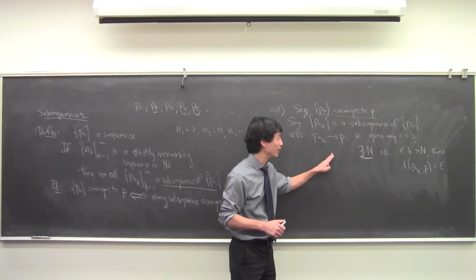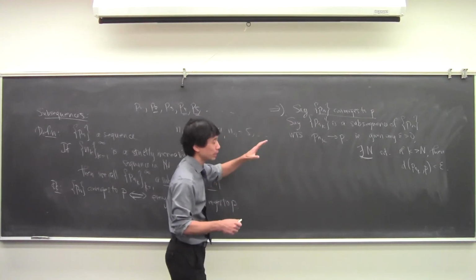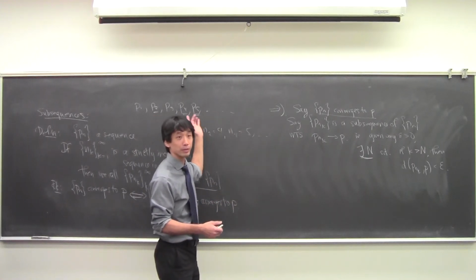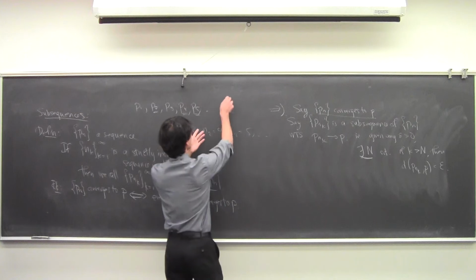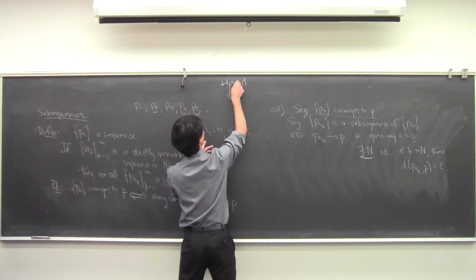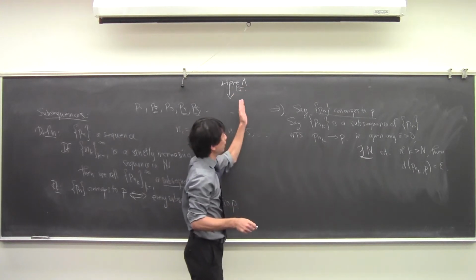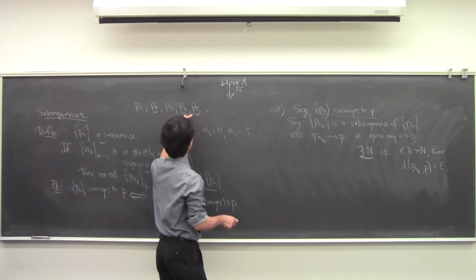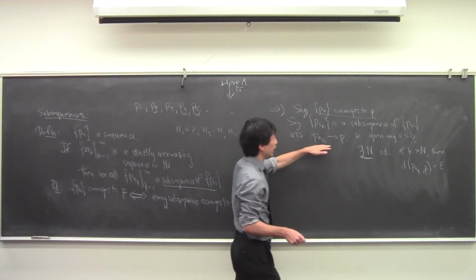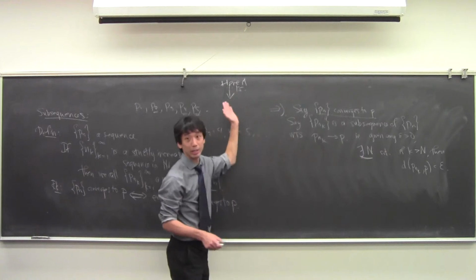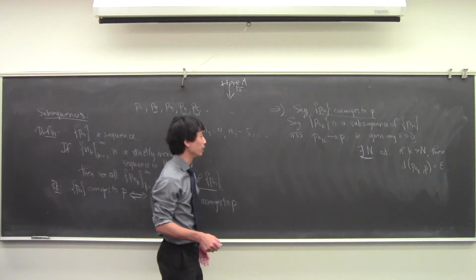Good. Right. So you say, well, look, the epsilon is fixed, and you know that the original sequence converges to P. So for the original sequence, there's some point past which all the elements are within epsilon of P. So just choose your k so that the n sub k are all past that point.